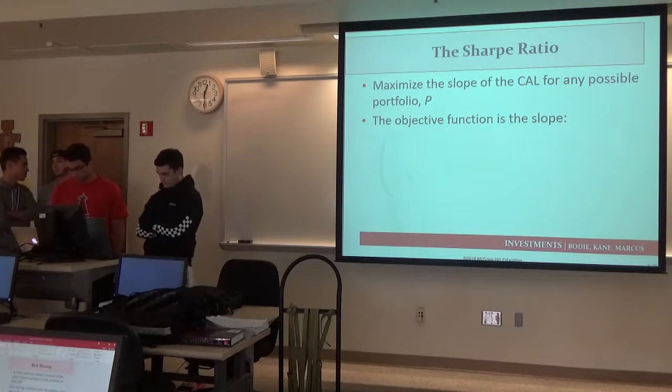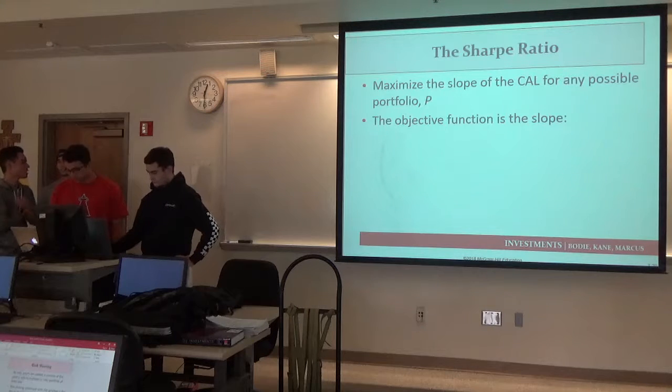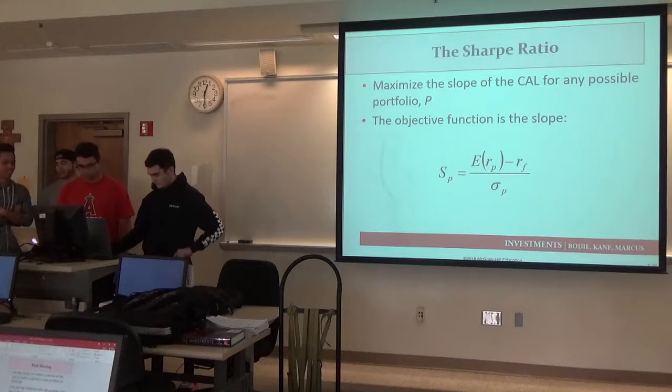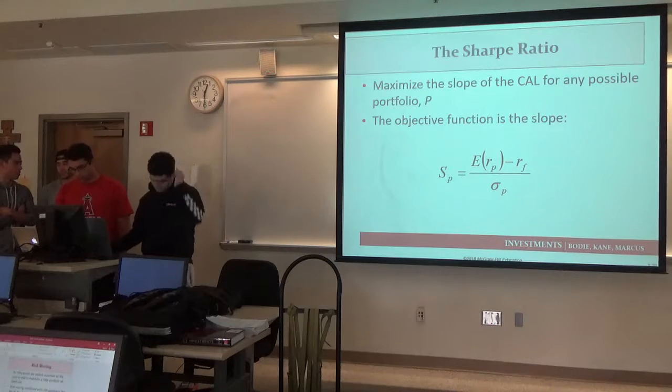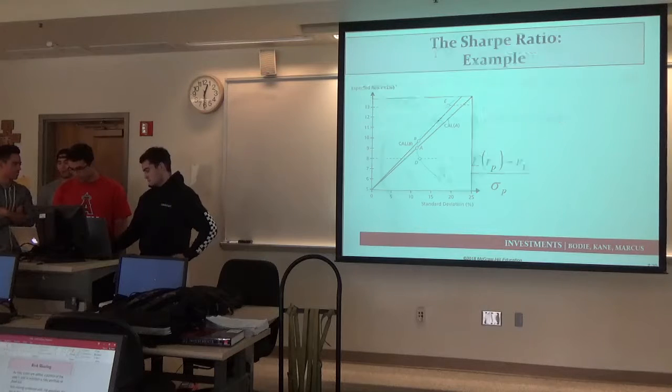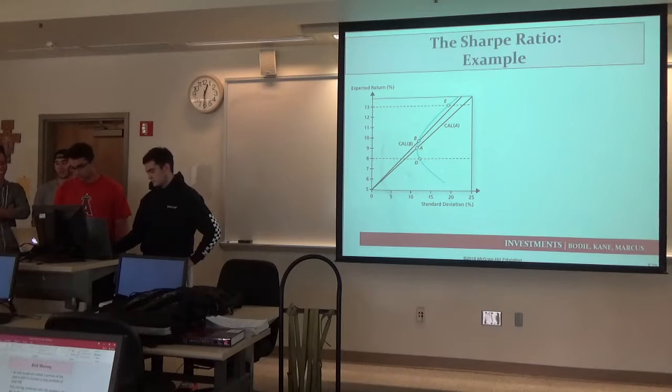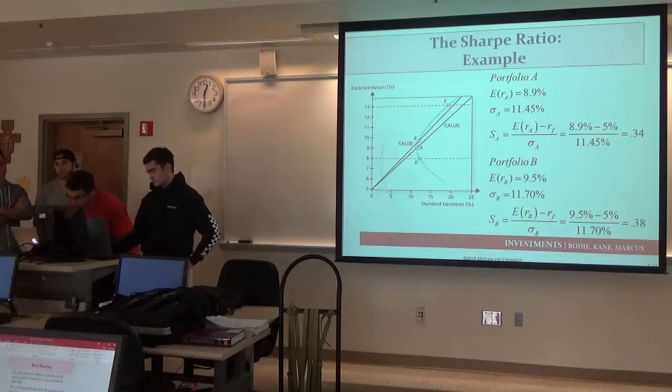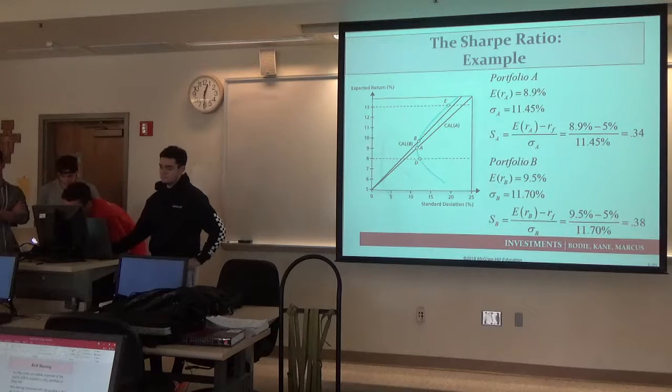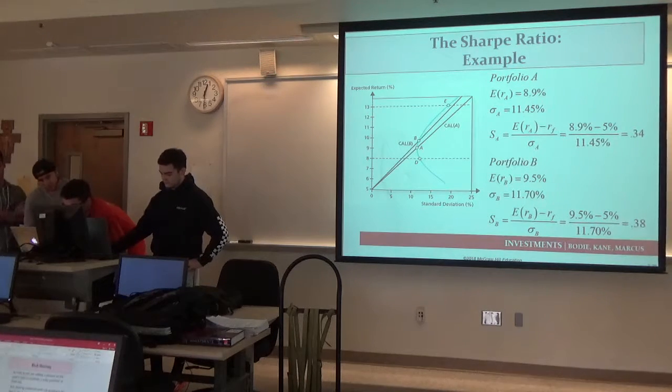This is the Sharpe ratio. Maximize the slope of the CAL for any possible portfolio. The objective function is the slope, so it shows the formula there. Here's an example of the Sharpe ratio. So you can see CAL A and B. A is portfolio A, B is portfolio B.